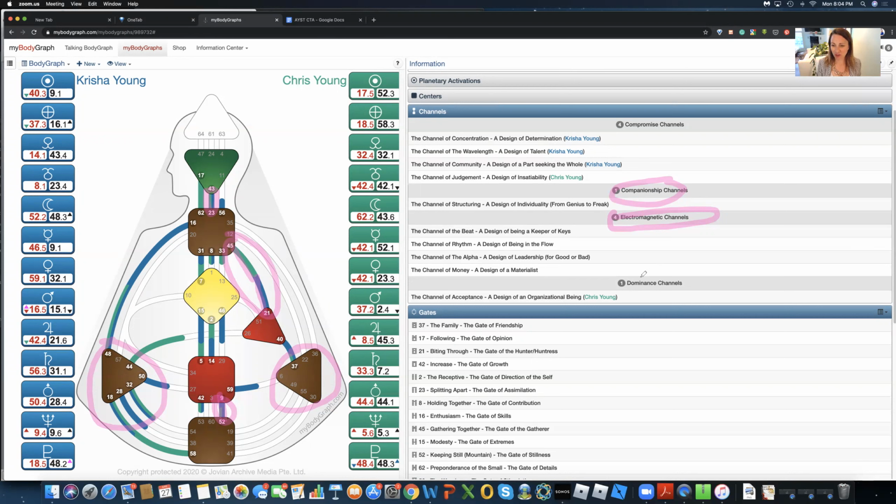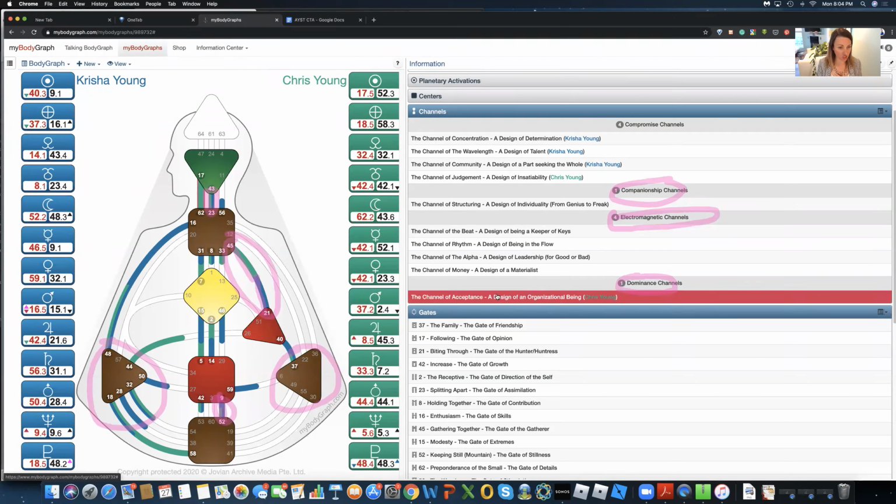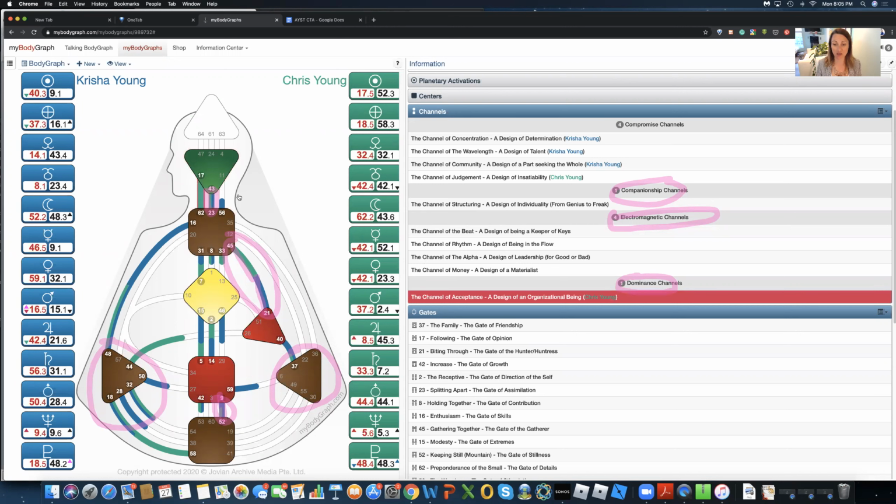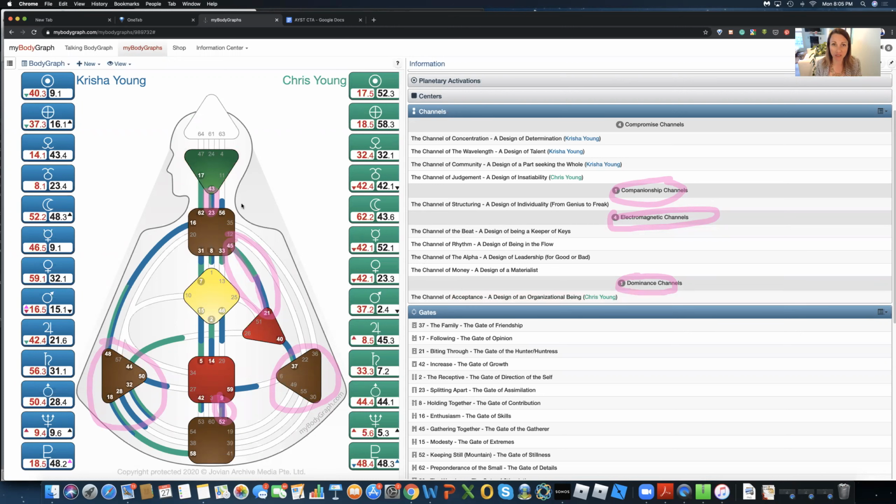And then the last one here that we're going to look at is the dominance channels. So this is where Chris would have dominated me. So this is the channel of acceptance right here. So he would have had an entire channel right here, if you can see where my mouse is, that I didn't have anything. So I had no openings or anything like that. So he would have been able to dominate me in this particular area with the traits that are present in that particular channel. Okay. Right.